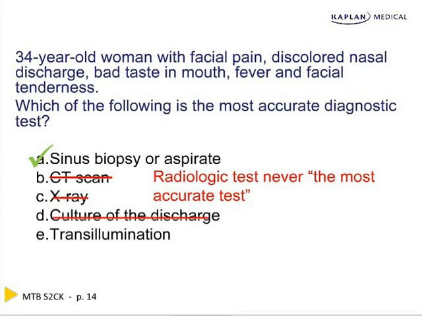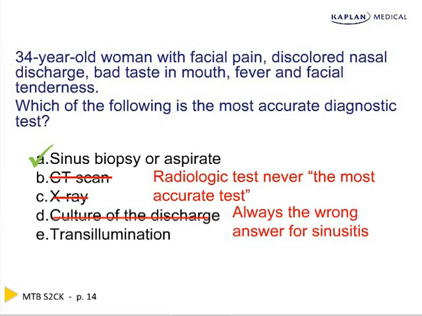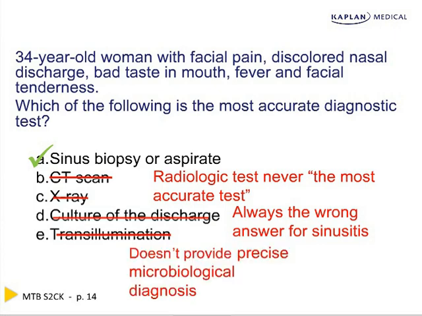The problem with culturing discharge is you don't know if it correlates to what's actually inside the sinuses. It's most likely colonization. You really can't base treatment on that. Transillumination is okay for telling if there's pus inside the sinuses, but in the same way, culture of the discharge is always the wrong answer for sinusitis because you'll be growing something that's not what's really inside the sinuses. Transillumination doesn't grow anything at all, it just tells you that there's mucus. So it doesn't provide precise microbiologic diagnosis.